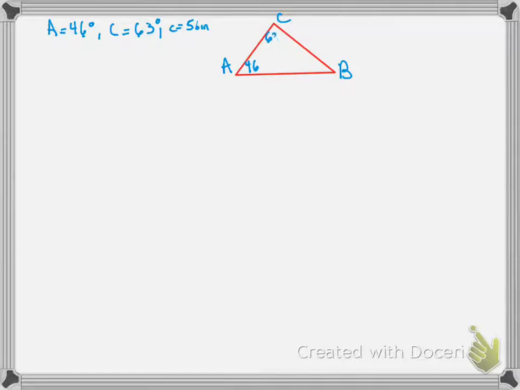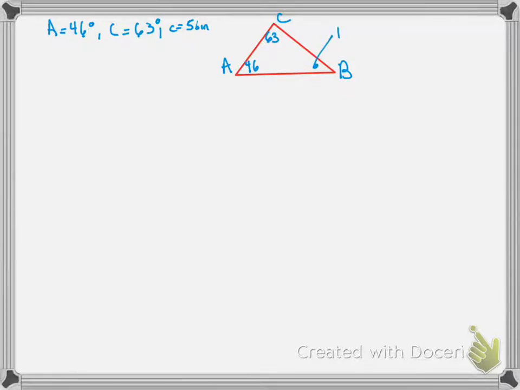So we have A equals 46 degrees, C equals 63 degrees, and little c equals 56 inches. Then we're creating that triangle just so I have a visual of this. Again, you don't have to. You might be better than I am at visualizing some of these, but I feel the need to make sure I can see it. So this is going to be 46. So this is going to be 63.